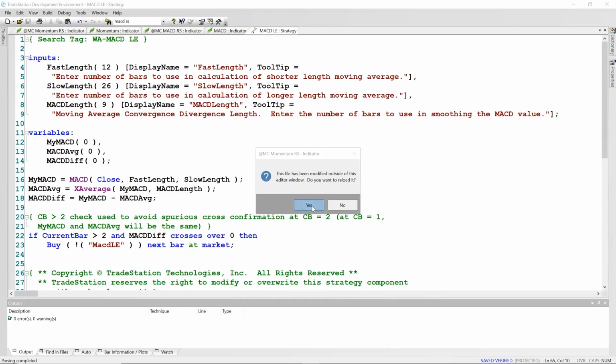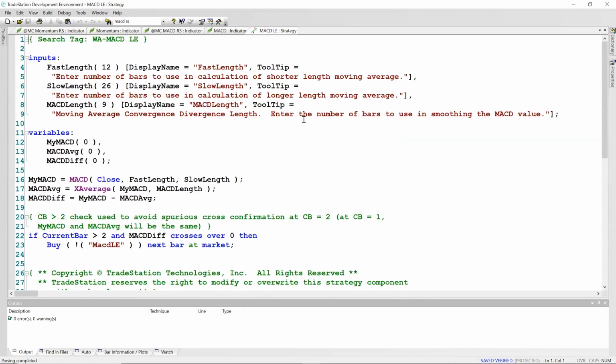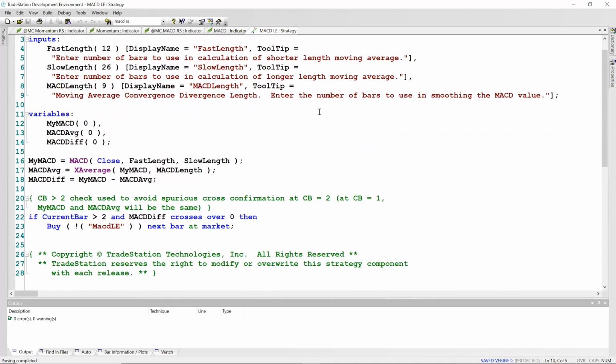Let me go ahead and click yes there. Yes there. All right, so I'm on the momentum indicator. Let me look at the strategy. Here is the MACD LE strategy. And what I'm looking for is, oh, I see what's going on. Take a look at the strategy here. It's going to buy next bar at market.